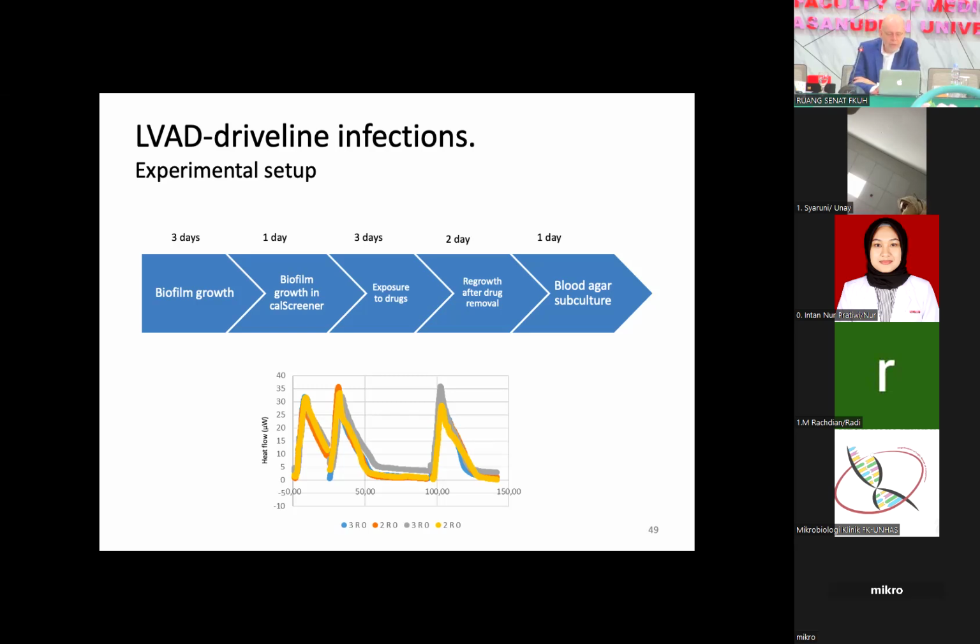And then we expose the biofilm to drugs. That is the second part. And this is the control here. So there's no drug. And then after a while, we take the drugs out and we allow the bacteria to regrow. Because of course, that mimics the human situation. We don't constantly treat.